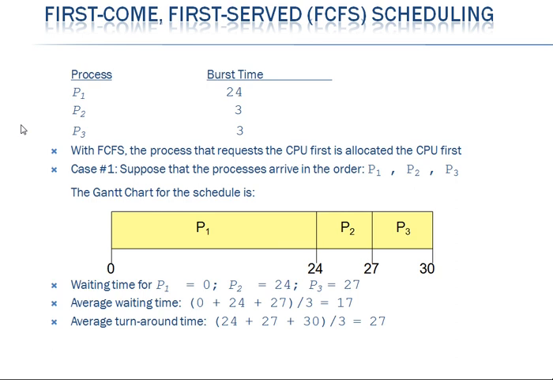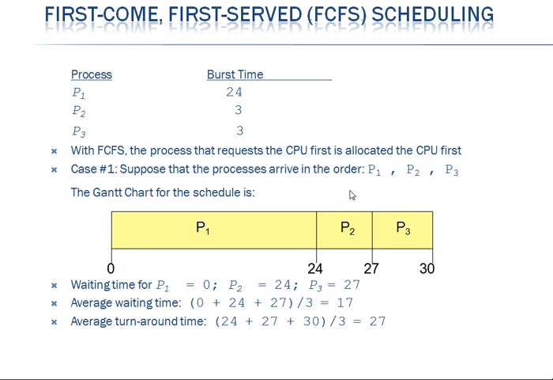Now with first come first serve scheduling, the process that requests the CPU first will be allocated the CPU first. Whichever process requests the CPU first will be given the CPU first. Here we have case 1. Consider that the processes arrive in order. The same table we are using here, and we are assuming that these processes arrive in the order that P1 arrives first, then P2 and then P3.